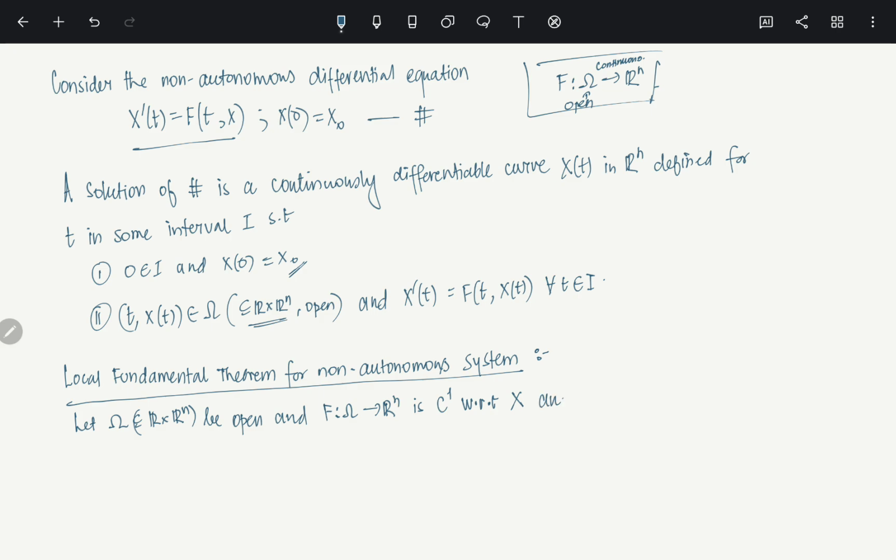And with respect to t, what do we need? We need the very basic requirement. We just need continuity with respect to t. Then, let's say (t naught, x naught) is in omega, then there is an open set.